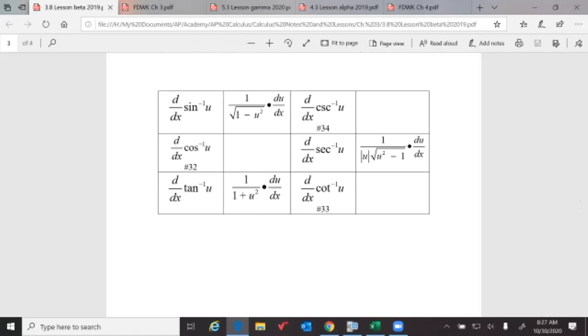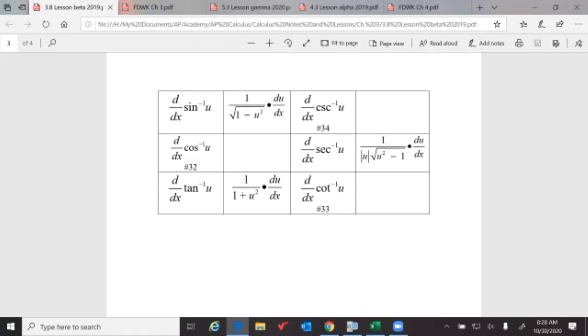I don't want this table to be all filled in and you're just writing it down. It's a bunch of clutter. This cell is negative 1 times that. Let's put a negative 1 in the numerator. This cell is negative 1 times that. This cell is negative 1 times that.